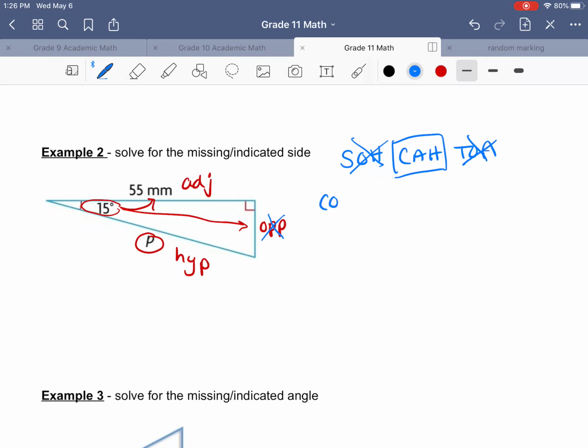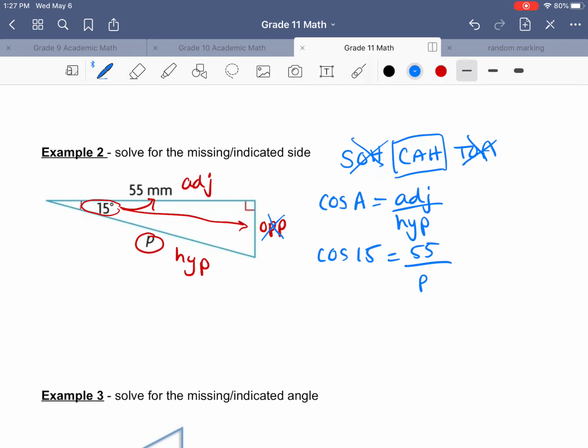Now the cos of a reference angle, and I'm just going to use the letter A for angle because we don't have any letters on this triangle except for our little lowercase p there. And that is equal to the adjacent side over the hypotenuse. So now I'm going to fill in the information I know. Cos of angle 15 is equal to 55 over lowercase p. And lowercase p is what we are looking for.